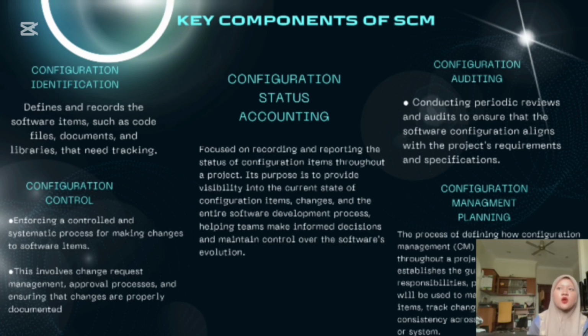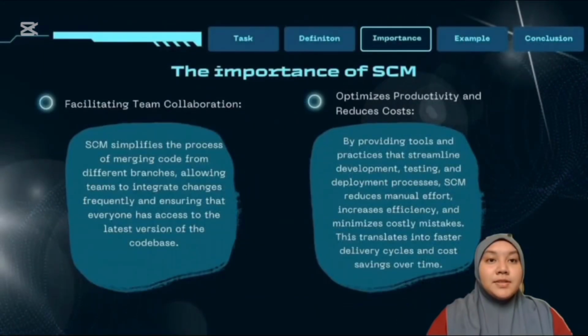And number four is configuration auditing, that is conducting periodic reviews and audits to ensure that the software configuration complies with the project requirements and specifications. And last is configuration management planning, that is the process that will be applied to a project life cycle. Now I will explain the importance of software configuration management.